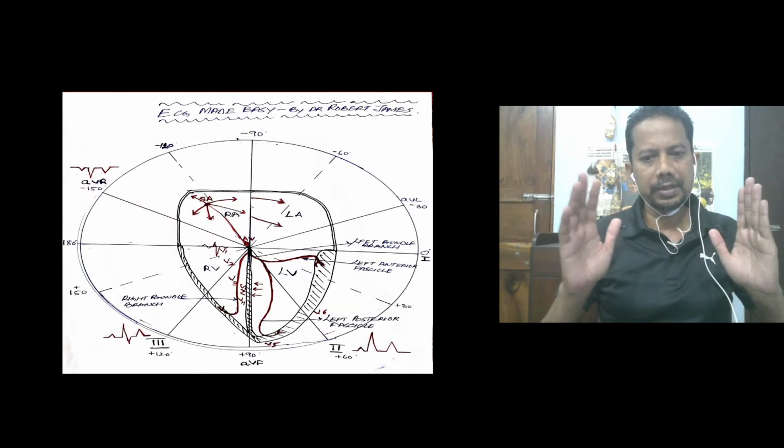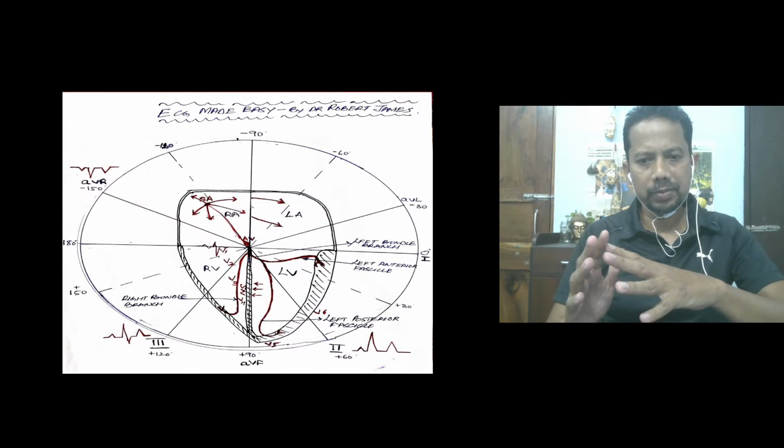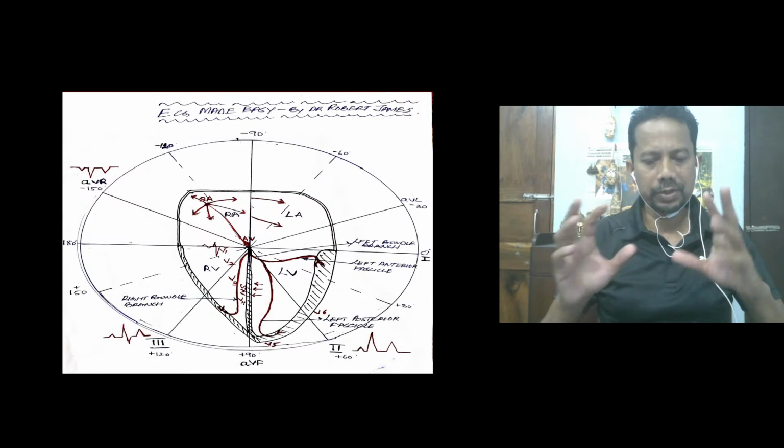So QRS widens. This is true for right bundle branch block and left bundle branch block. QRS is broad. It is more than 3 small squares. So 3 small squares are 0.12 seconds. Okay.